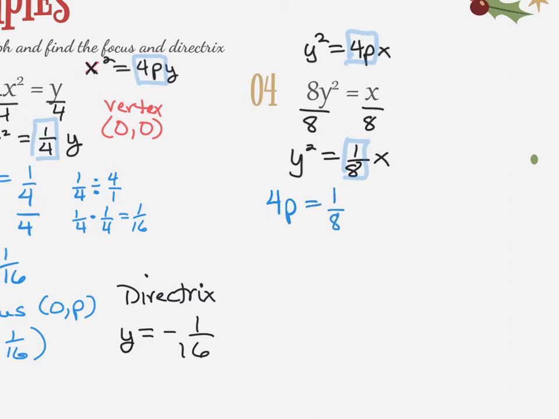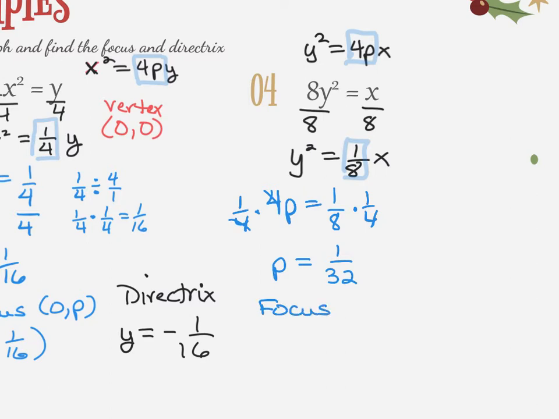Now, for those of you who don't like to do it the way I did it before, if you realize you're dividing by 4, which is really multiplying by the reciprocal, you can do it this way. However you want to get p by itself, because these 4's cancel, and now I'm left with 1 over 32. That's my p-value. Let me find my focus.